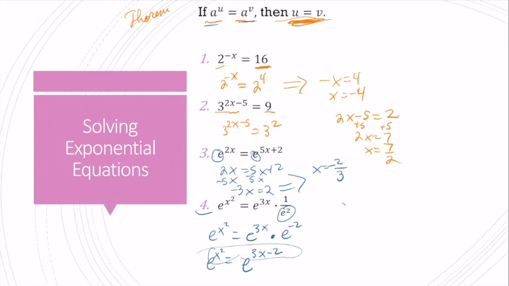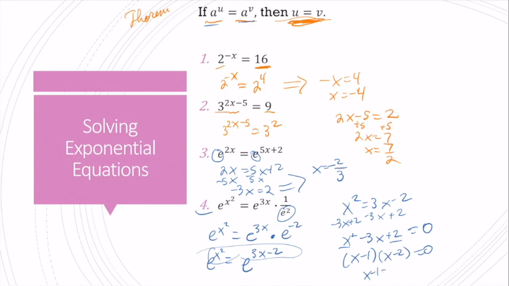Now I can set these equal to each other. So I have x squared equals 3x minus 2. I'm going to subtract 3x and add 2 to both sides because I see here I've got a quadratic equation. So what I want to do is find the factors of AC that add up to b. So what are some factors of 2 that add up to negative 3? Well, that'd be negative 1 and negative 2. So I set both these equal to 0. And I get that x equals 1 and x equals 2.